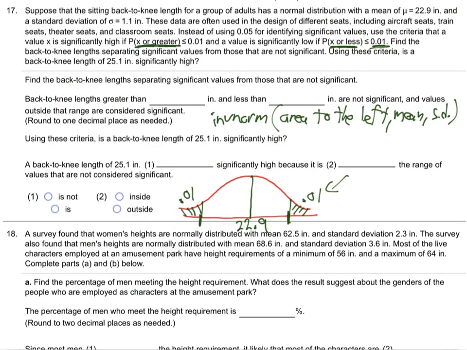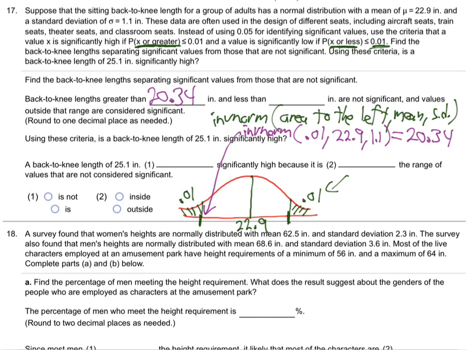So we're going to do this twice, two inverse norms. One to find the left edge, one to find that spot. So what are we going to put in to find that spot? That'll be inverse norm. If you're finding the left spot, what's the area to the left? It's just straight 0.01, isn't it? 0.01, and then the mean, 22.9, standard deviation, 1.1. Okay, somebody got a number there? 20.34. Anybody else get that same number? Okay, good. Got double verification.